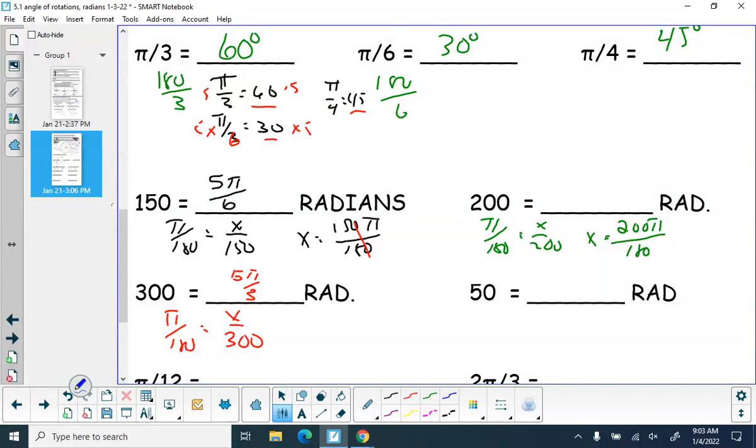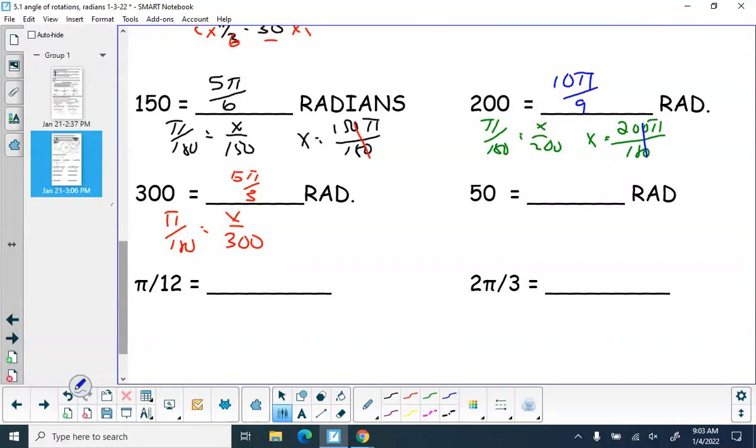Justin, what do you have for the first one? 200 degrees. 10 pi over 9. Once again, if you use your proportion here, you can cancel out your zeros. You're left with 20 over 18. You can take 2 out of top and bottom to give you 10 over 9. 50 degrees. Emily, what do you have for 50 degrees? 5 pi over 18. And once again, if you want to, you can click it into the calculator.